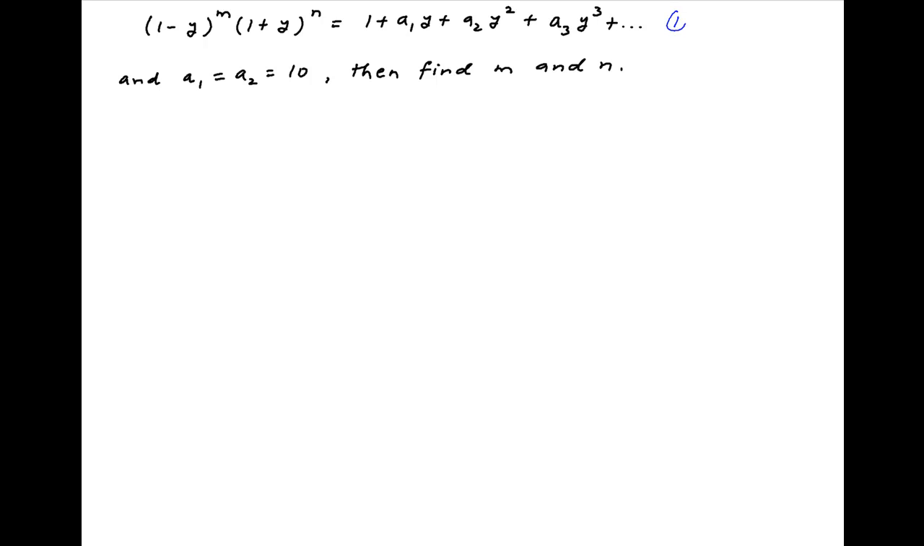We are given that (1 minus y) raised to the power m times (1 plus y) raised to the power n is equal to 1 plus a1y plus a2y squared plus and so on. Let's denote this by 1. Now differentiating both sides of 1 with respect to y.